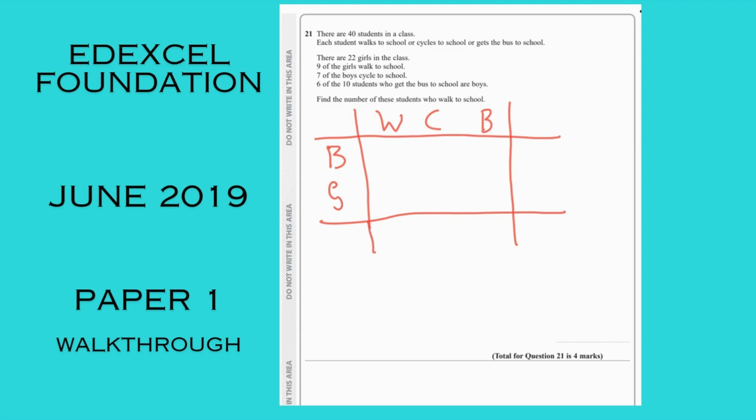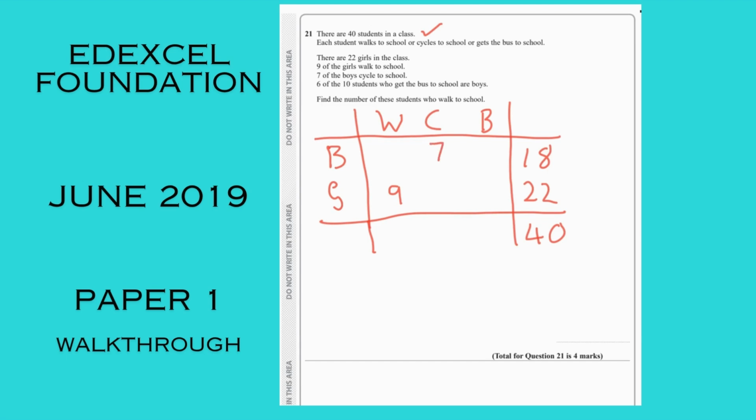So whenever there's a lot of information, it's all about one square, one line at a time. Top line gives us a number to work off. There are 22 girls in the class. So the girls row is 22, but that tells us that the boys row is 18. It says 9 of the girls walk to school. In goes a 9.